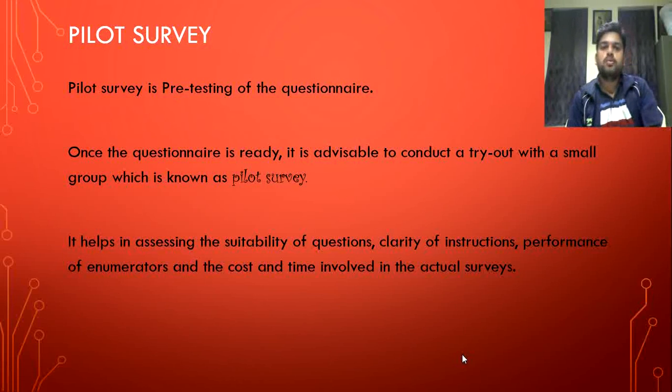When you write your paper, there are 15 minutes for reading the instructions. So clarity of instructions means that if I have to ask some question to someone, first of all I will give some instruction. This pilot survey helps in clarifying the instructions, the performance of enumerators, and the cost and time involved in the actual survey. With the help of pilot survey we see all these things. By asking questions to a small group, we understand how much time it is going to take. So these are the things under this topic.